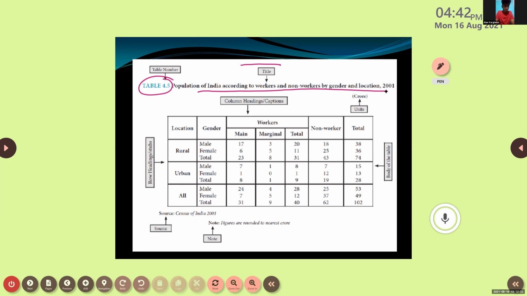2001. So by seeing this, you understood that this table is about workers and non-workers by gender, whether male or female. By gender, it shows how many workers there are, how many non-workers, and what the total is. According to location, rural or urban, it is also given. So by seeing this itself, you can easily understand who the workers and non-workers are in rural and urban areas. That is what the title should be: very clear, without any ambiguity.